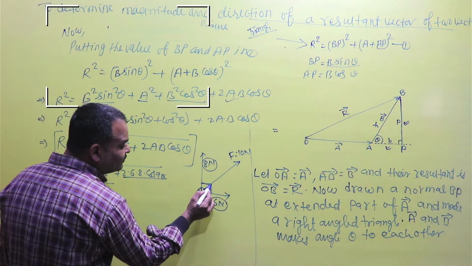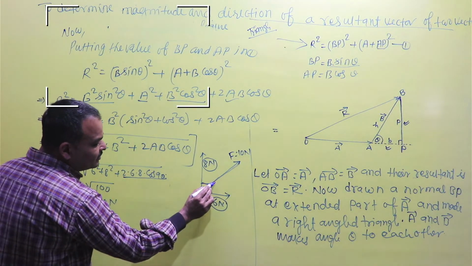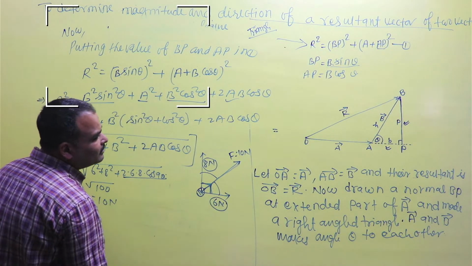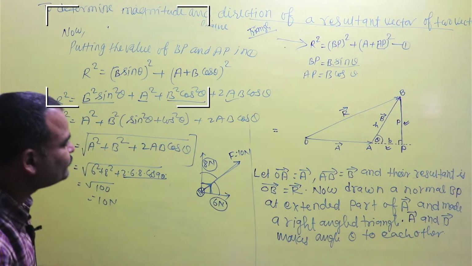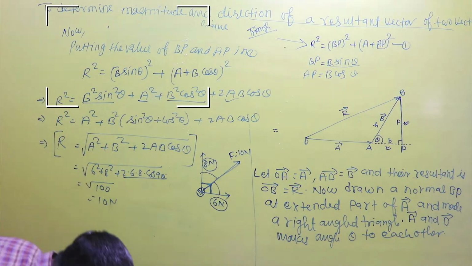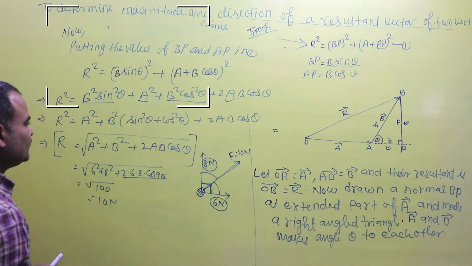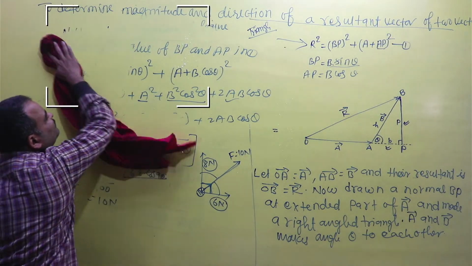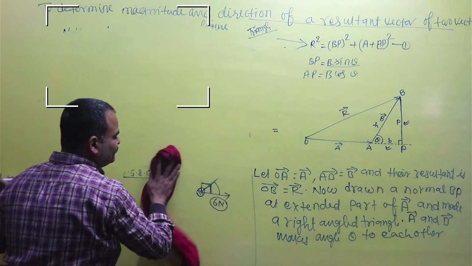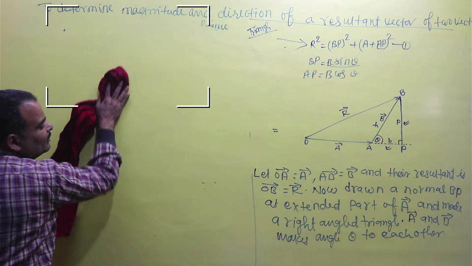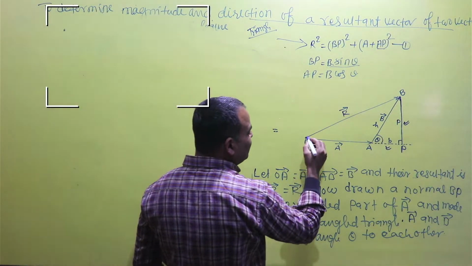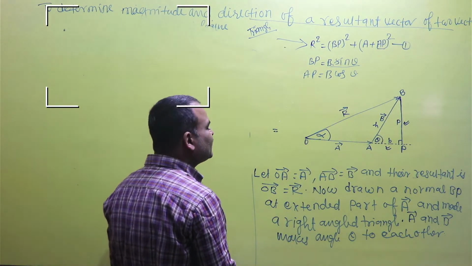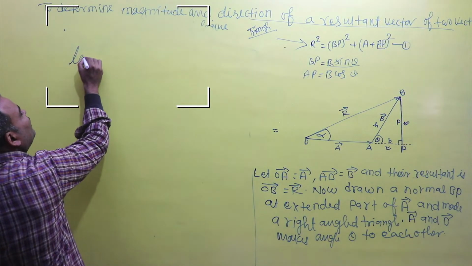And what will be the direction of the force? So it makes some angle to the direction of the x-axis or some angle to the direction of the y-axis. So now we can determine the direction of the resultant vector. The resultant vector R makes an angle alpha to the direction of vector A. Then we can determine its direction by tan alpha.